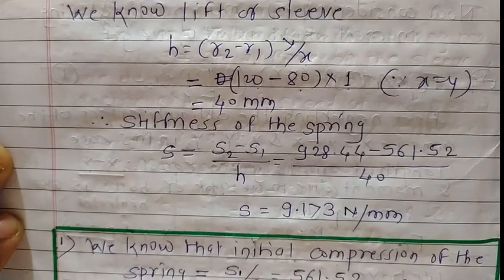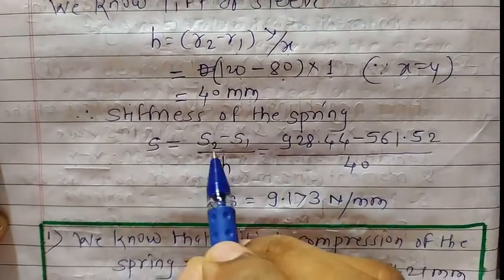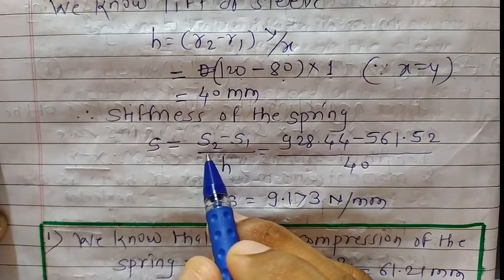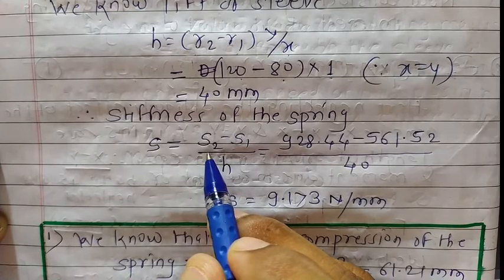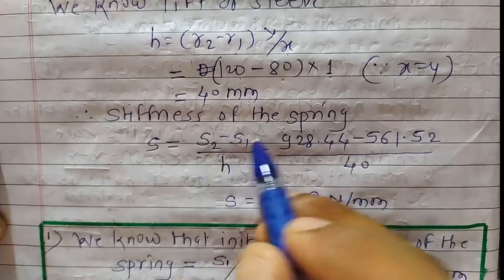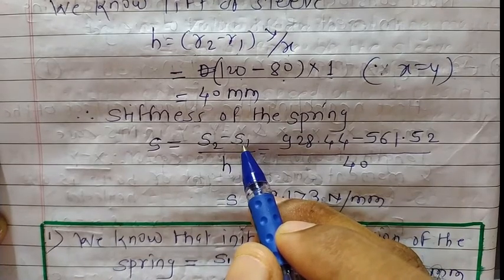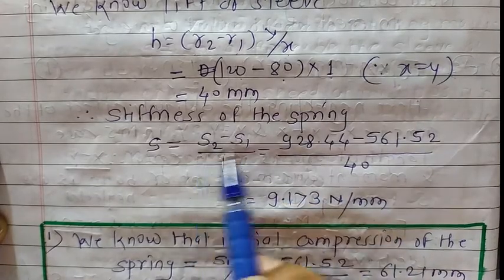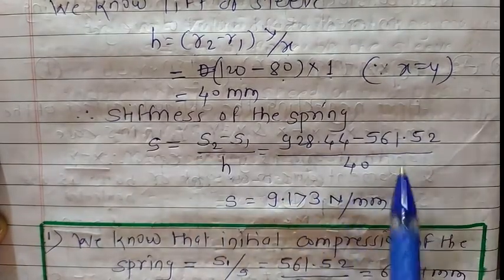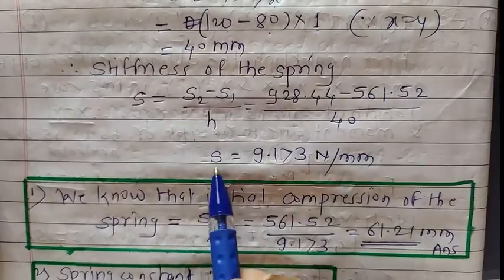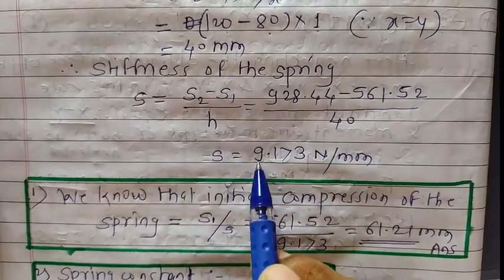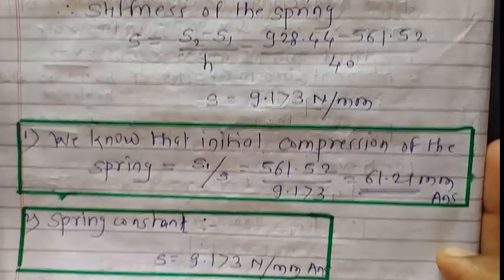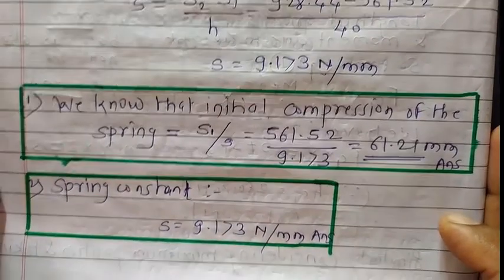So the stiffness of the spring is nothing but (S2 minus S1) divided by h. S2 is the spring force corresponding to maximum radius of rotation, and S1 is the spring force corresponding to minimum radius of rotation. So substitute the values for S2, S1 and h here, like this. Simplify it and we get the stiffness of the spring as 9.173 Newton per mm.